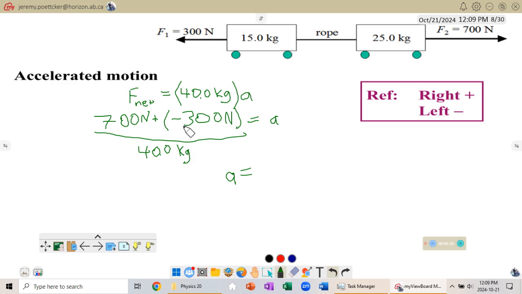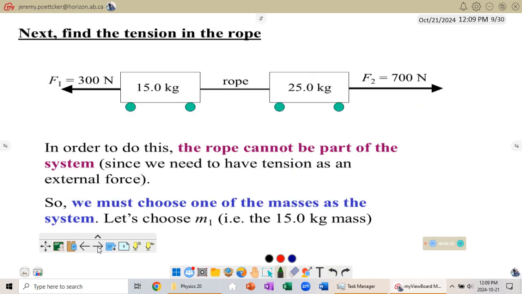So we have 700 plus negative 300 is going to be 400 newtons divided by 40.0 kilograms. I can do this math in my head. It is going to be 10, and it's going to be positive 10.0 meters per second squared, which means it is 10 meters per second squared to the right. All right, so we figured that out.